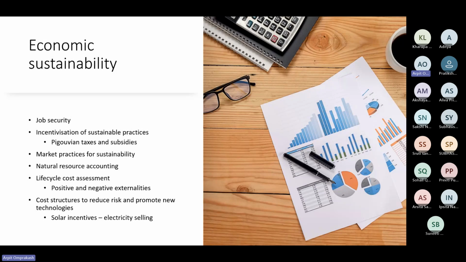Then life cycle cost assessment, which includes assessing all the positive and negative factors that a given object or a given product has, including the positive and negative externalities. So externality is a second-hand effect that an object or a practice has on something. For example, passive smoking is a negative externality of smoking. People who are smoking generally affect the other person present nearby in a negative way. So that's a negative externality.